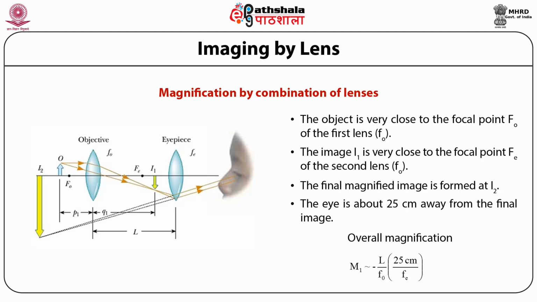So by playing with these 2 focal lengths, f0 and fe, and the separation between them depending on their focal lengths, one can achieve a magnification m which is controllable, which is customizable.